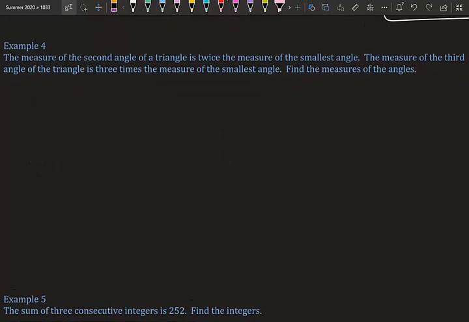Example 4. The measure of the second angle of a triangle is twice the measure of the smallest angle. The measure of the third angle of the triangle is 3 times the measure of the smallest angle. Find the measure of the angles. Understand, that's our first step.